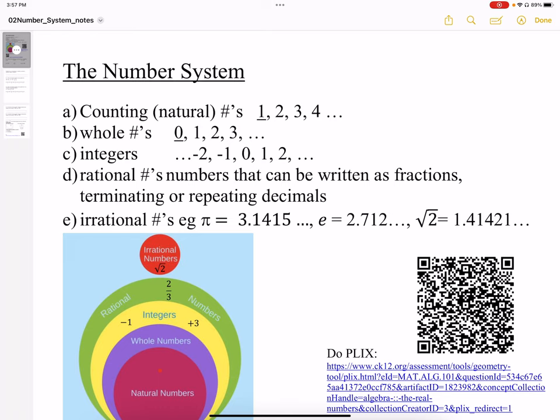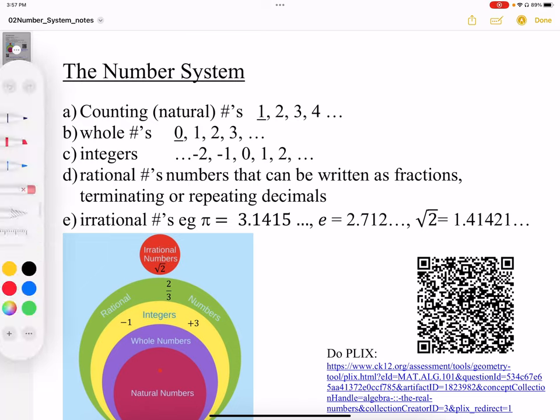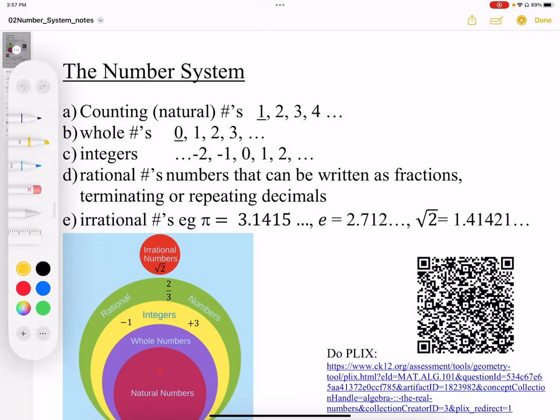Now, from there, we went to rational numbers because at some point we needed to be able to divide up things into pieces or express things as a ratio. Rational comes from ratio. I'm just going to highlight that. Rational comes from ratio because they have to do with fractions. So these are numbers that can be written as fractions, and they are terminating or repeating decimals.